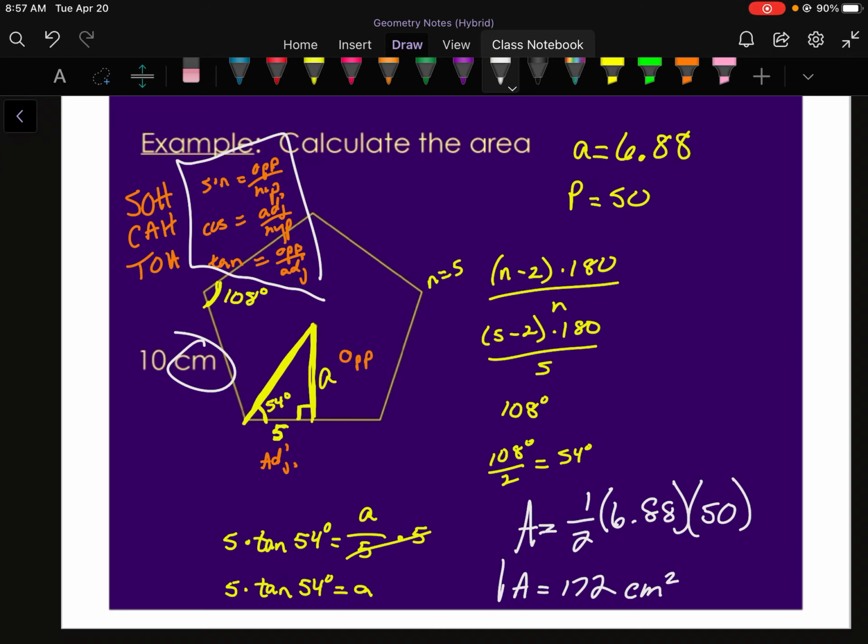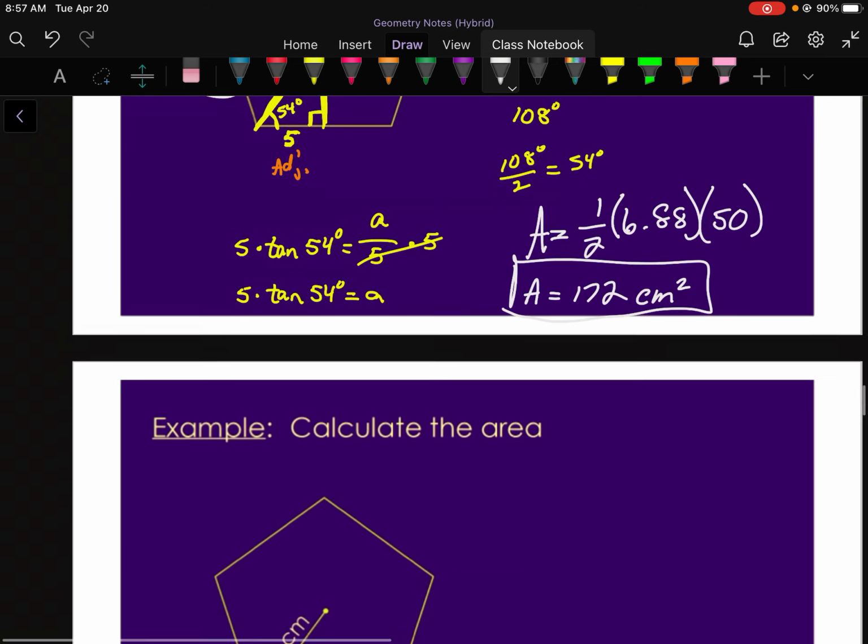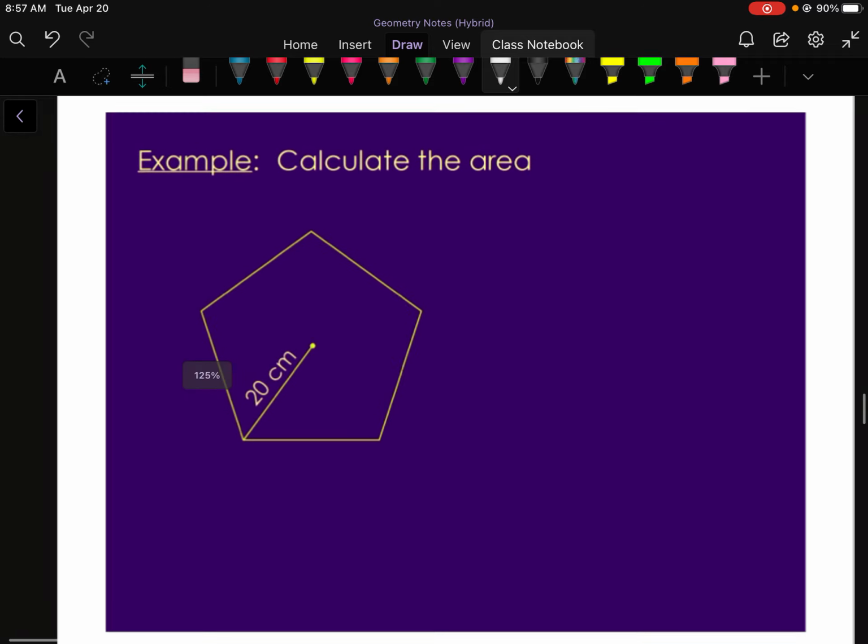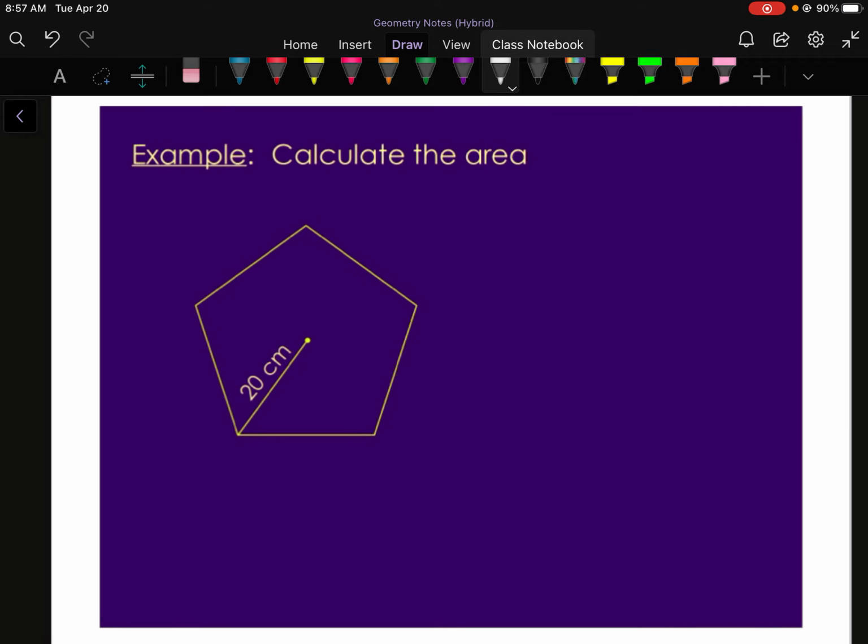So these can go from pretty basic if you're given your perimeter and your apothem to pretty difficult if you have to find either piece of information. So try one more here. Calculate the area. So now I'm not given my perimeter and I'm not given my little a, the apothem. So that makes things kind of difficult here. But again, the nice thing is it's a regular pentagon.